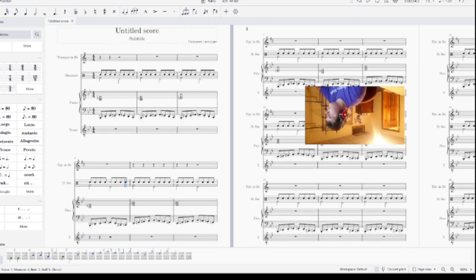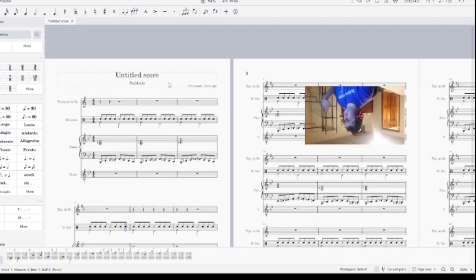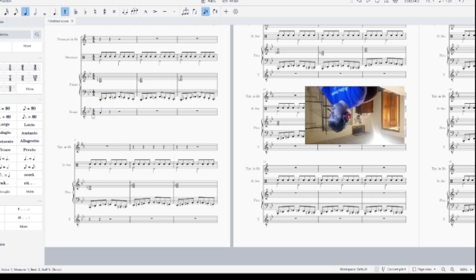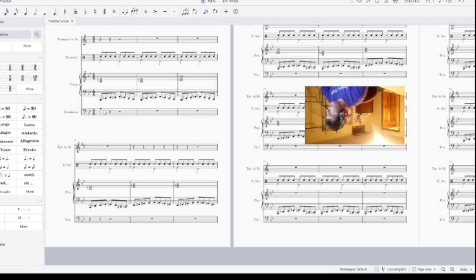I apologize. Alright, so the next part of this hour was writing the trombone part. This was simple for me because I only really want half notes to solidify the bass line.